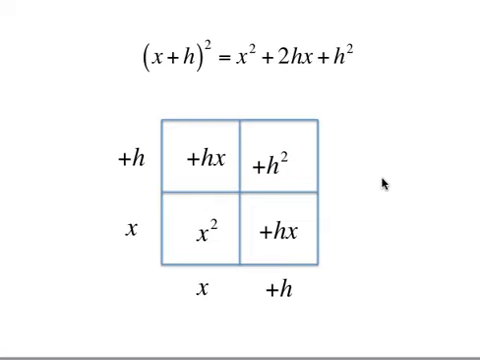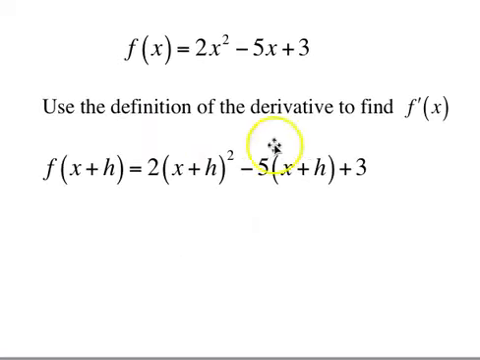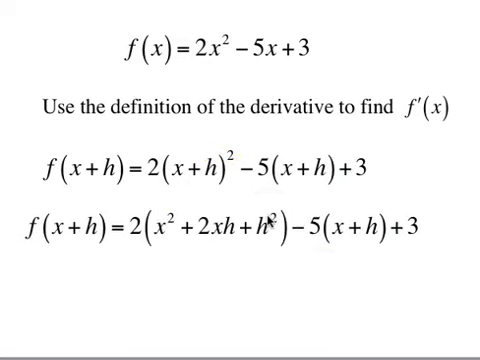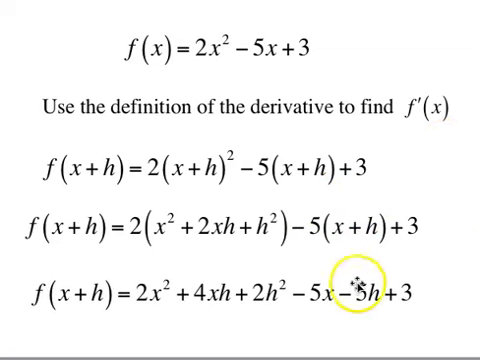So let's make that substitution. For (x + h) squared, we have x squared plus 2hx plus h squared. And then distribute 2: 2x squared plus 4xh plus 2h squared there. Distribute the negative: minus 5x minus 5h. So be very careful with distributing negative signs. That's a common mistake to make. So again, negative 5x here, negative 5h there. This is f of x plus h.